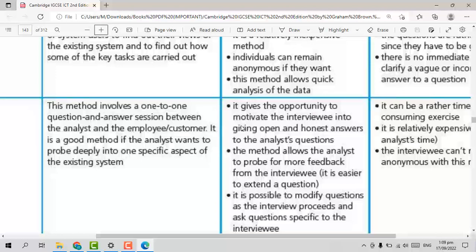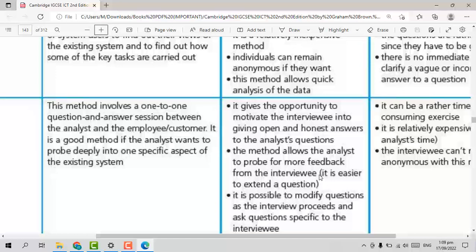Okay, the next one is it allows the analyst to probe for more feedback from the interviewee. It is easier to extend a question. For example, you can ask them, "How was the food?" They would tell you, "Well, it was all right." Then you can ask them a follow-up question. "You said it was all right, but how could it be better? How can we make the food better?" Right?